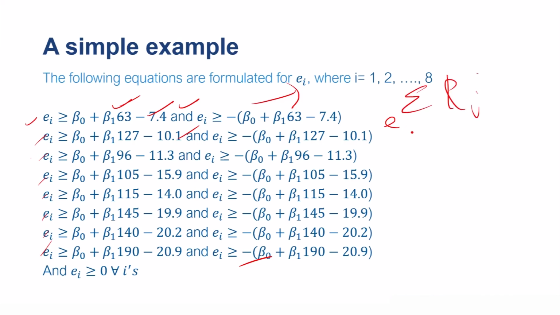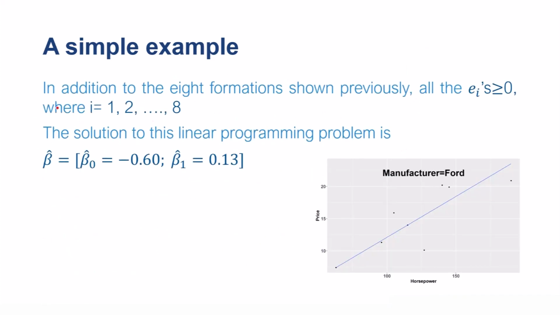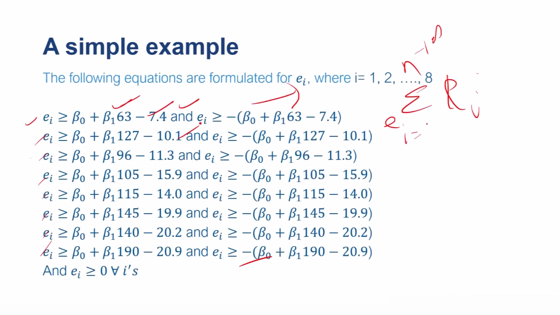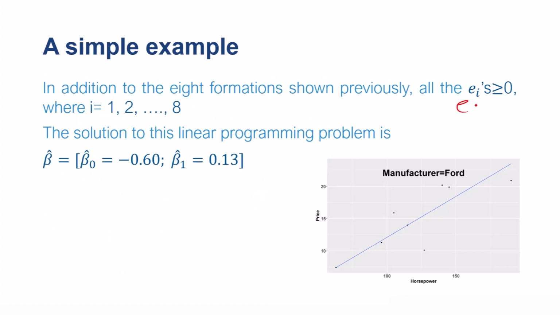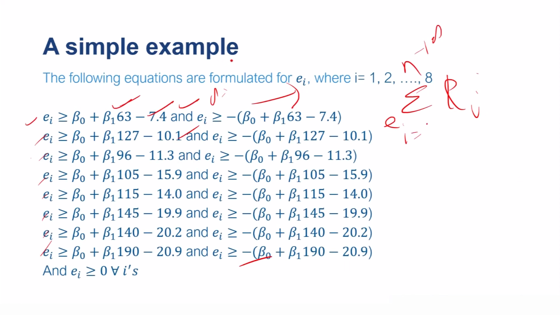We'll minimize the residual here, this summation i equal to 1 to n, where n is 8. We'll minimize this expression, and also we'll add one more condition in addition to the 8 formations that we have seen earlier. In fact, it is 8 into 2. We'll also add one more, which is ei should be greater than 0. Now, you notice that here there's no weighted multiplication, which means effectively we are multiplying with the same 0.5.